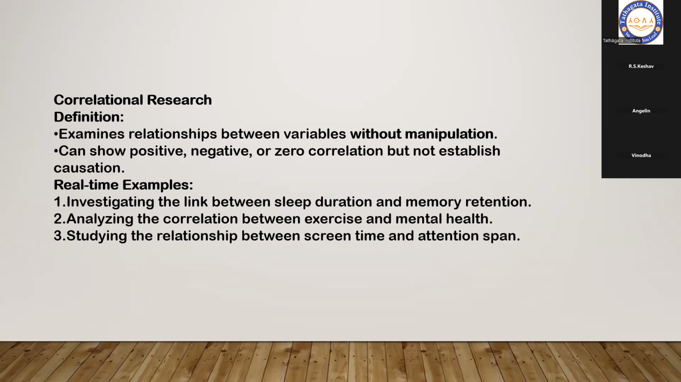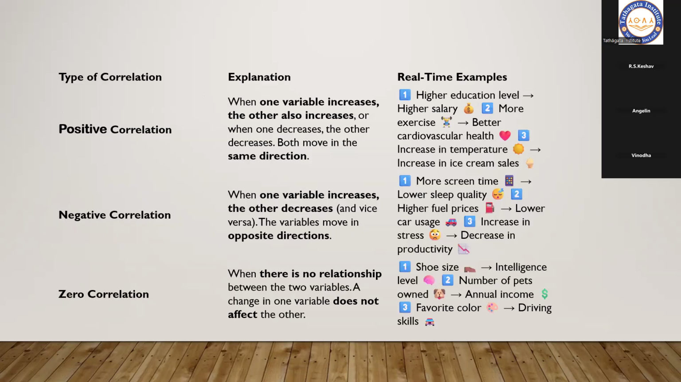The word itself suggests there is a relation. We are analyzing a relation between one variable and another. There are three types of correlation: positive, negative, and zero. What is positive? When one variable increases, the other also increases.